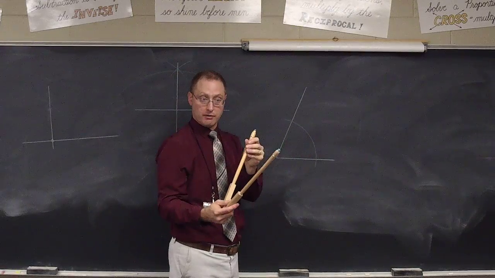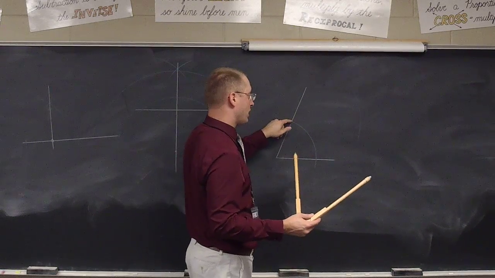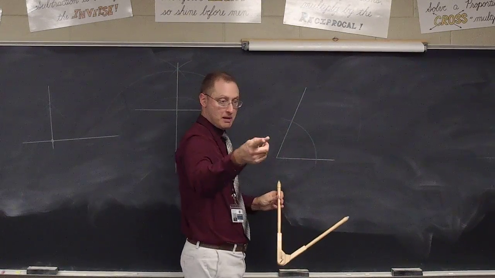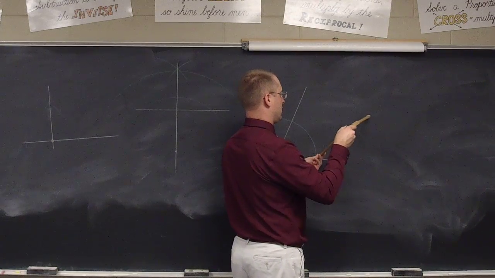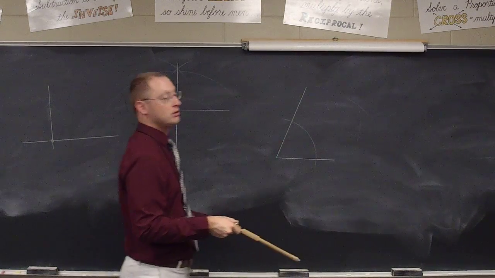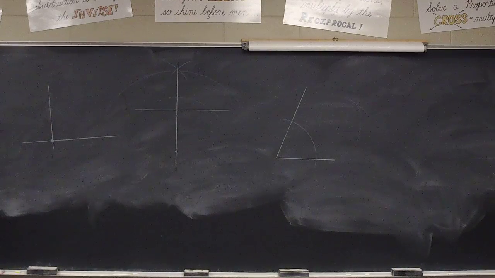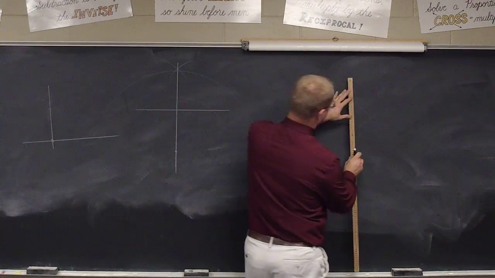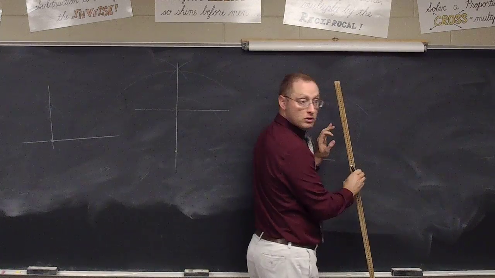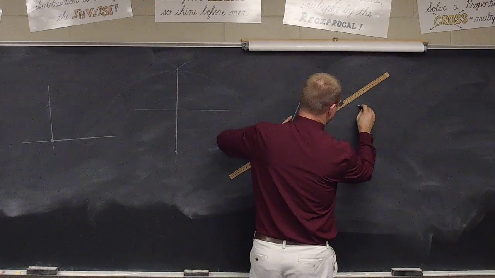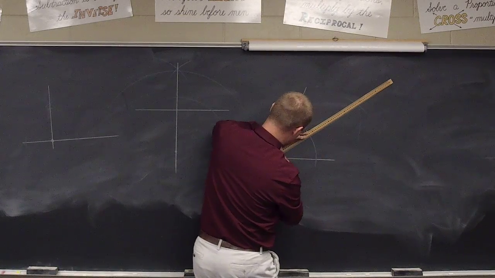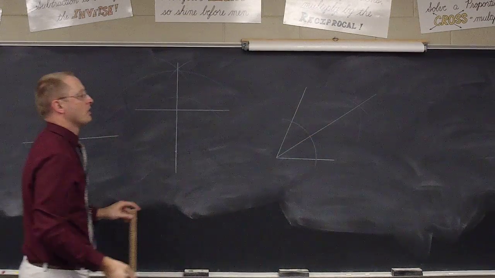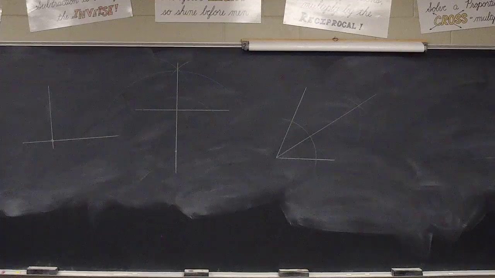Should I open it more again? No. Once you've gone to one of the intersections and made an arc, you have to keep it open the same amount. Then you go to the next intersection and draw an arc. Where the arcs intersect, draw a straight line down. Well, it says from the vertex. Oh, to the vertex. All right. There we go.